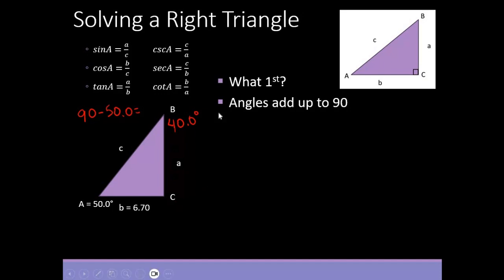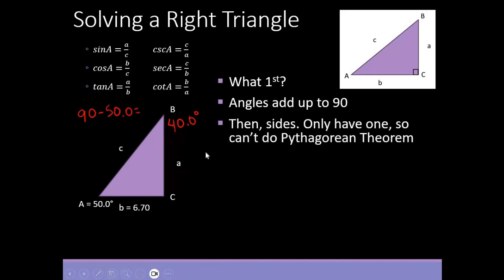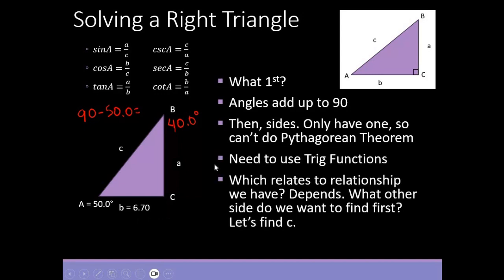Okay, great. So then we have to figure out the sides. Well, we only have one side, so we can't use the Pythagorean theorem. So that means we're going to need to use trig functions. So which trig functions relate to the relationship we have?